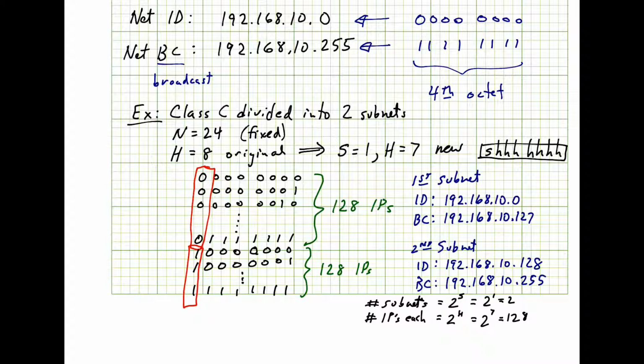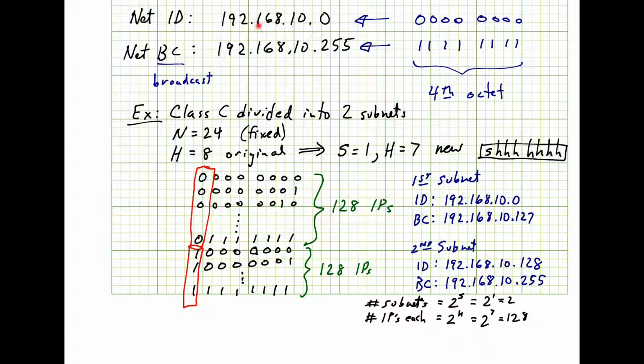As I go from all zeros to all ones in the original 8 H bits, that first bit starts with 128 zeros and then 128 ones. And that gave us our 2 subnets. And we could look then at the ID and broadcast address of each.